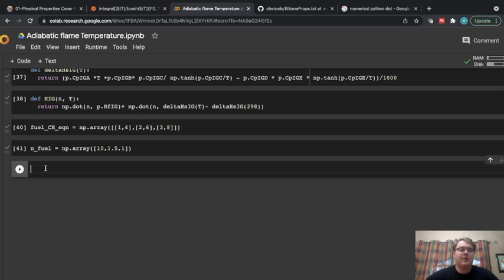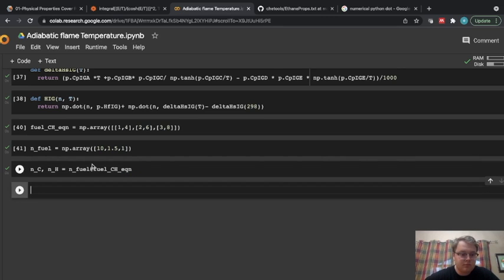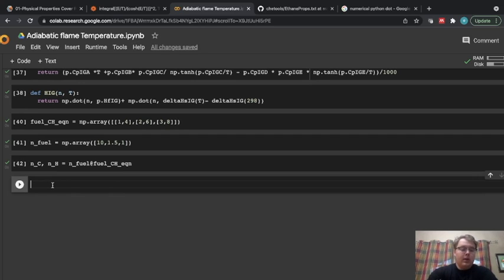So the next step, I've determined the number of moles of fuel. Now I want to get more specific and determine the number of moles of carbon and the number of moles of hydrogen in my fuel. So NC and NH are going to be equal to the number of moles of fuel at the number of carbons and hydrogen in my equation. So it's going to be N fuel at fuel CH of my equation. There we go.